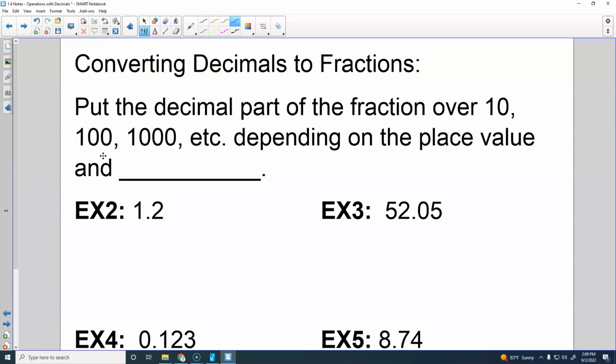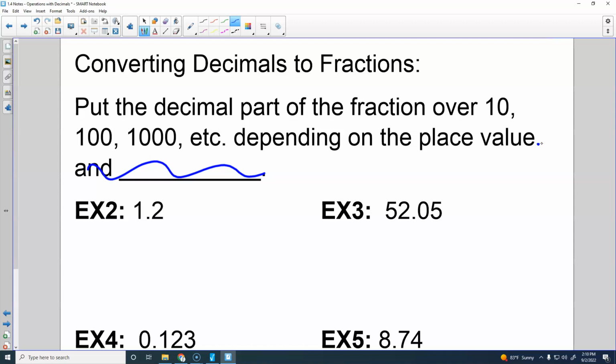I don't know what I meant to put in this blank. I'm sure I had something good in mind whenever I made these notes. And that kind of works. I don't know what I meant to put there, but it makes sense just to stop here and say place value. I'm losing my mind.